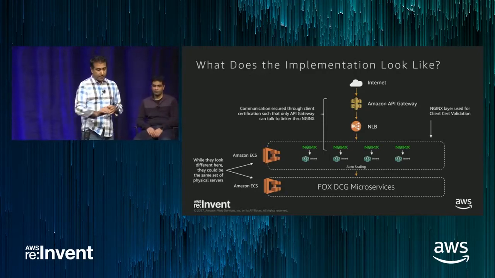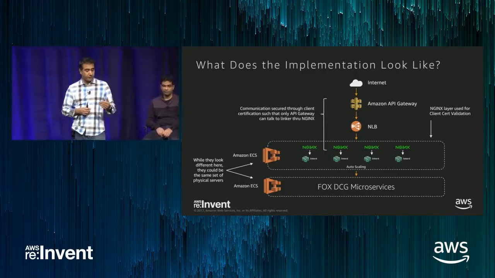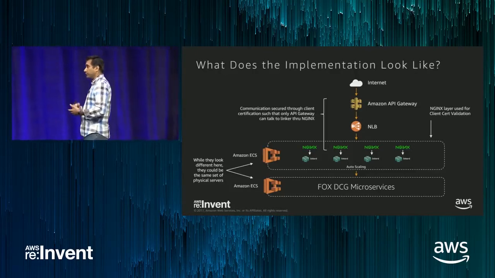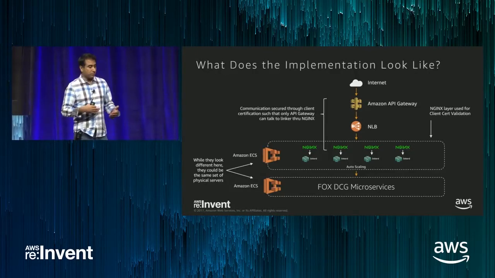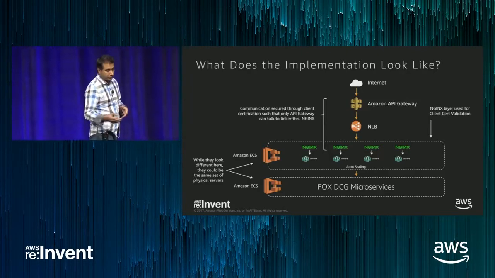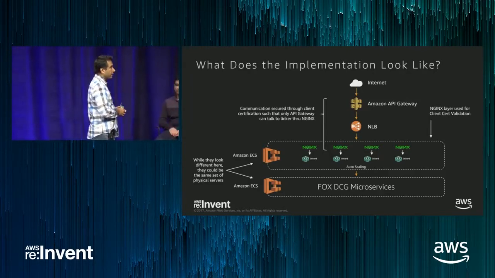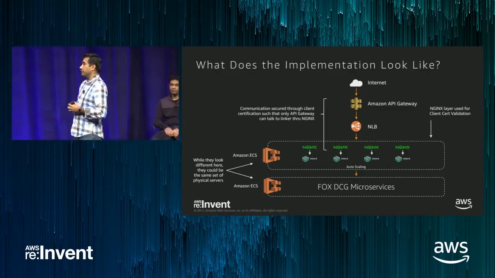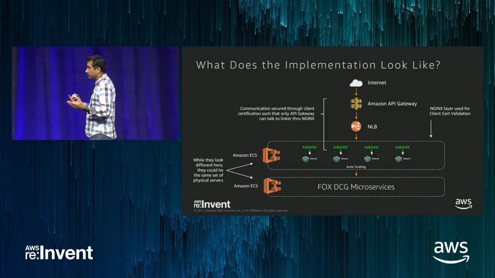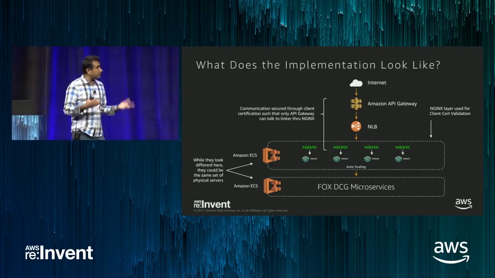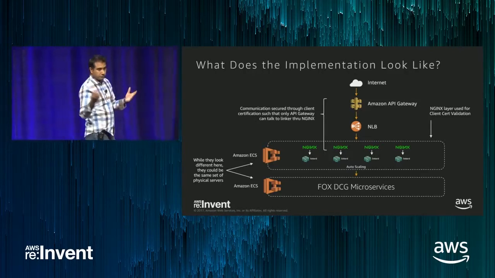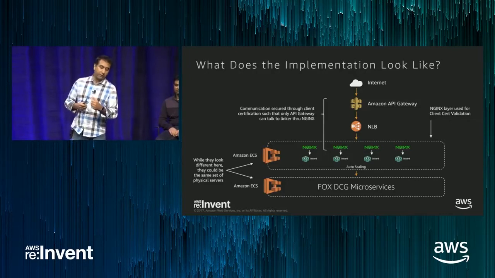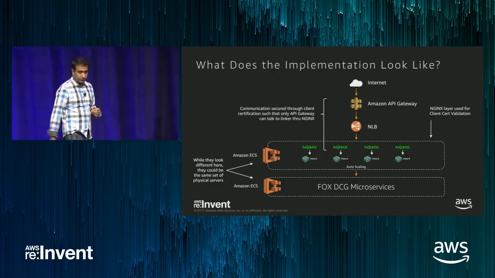Everything there, and I noted that while they look different here, they could be the same set of physical servers. It doesn't really matter. You can choose. There are definitely reasons why we would make those different, in the sense that you may have different networking needs. You can use different congestion algorithms on different ECS servers if you need to reduce time to delivery and things like that. And then below, we have all of our Fox DCG microservices.